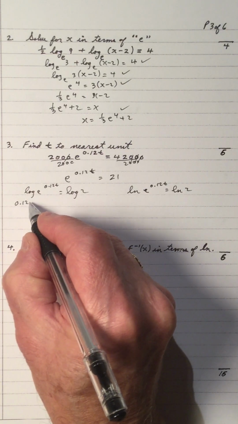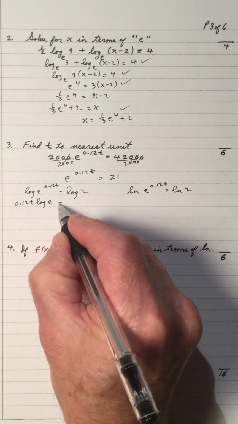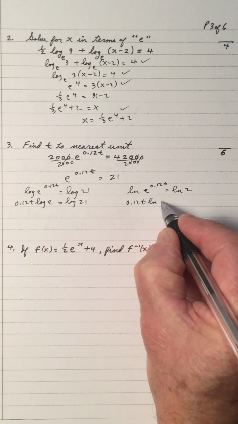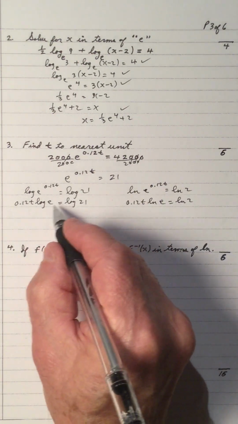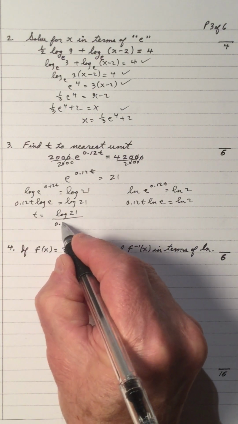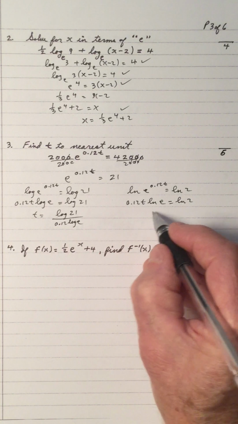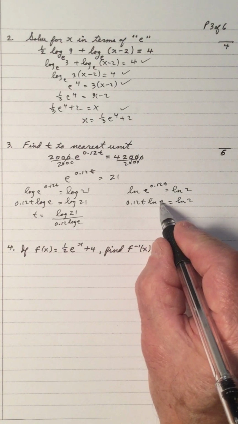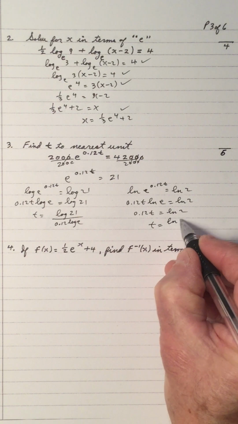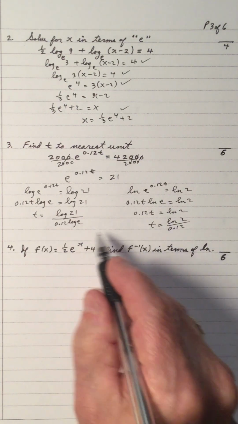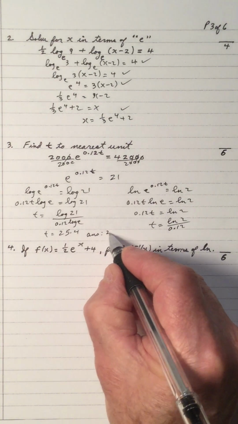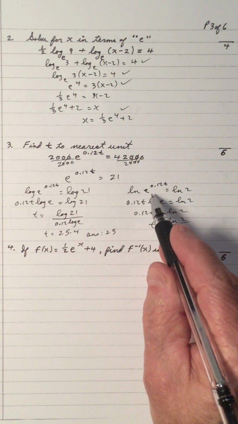So it's going to be 0.12t ln e equals ln 21, or you can get 0.12t ln e equals ln 21. No matter which way you do it, then t is equal to the ln of 21 divided by 0.12 ln e, or here, the ln of e is 1, so you get 0.12t equals ln 21, so t is equal to ln 21 over 0.12. Both of these, no matter which way you go, will give you 25.4, and so to the nearest unit, the answer is 25.